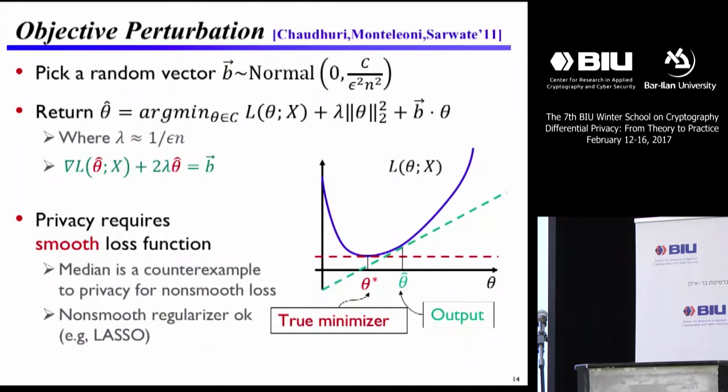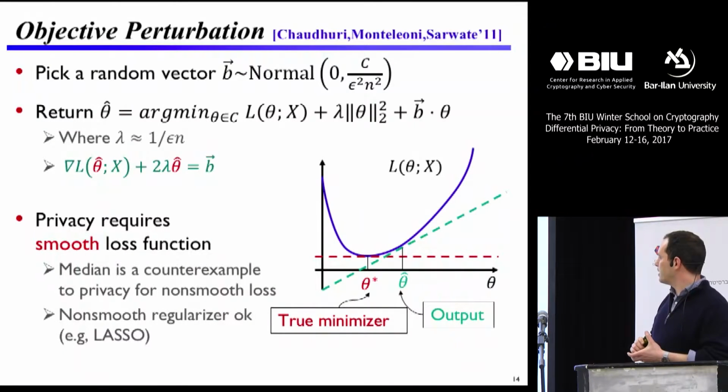Okay, so let me explain a different technique now. Sorry for the confusion. This is a technique called objective perturbation. It's due to Chaudhuri, Monteleoni, and Sarwate in 2011. And it's sort of a repaired version of some earlier idea that wasn't working properly.